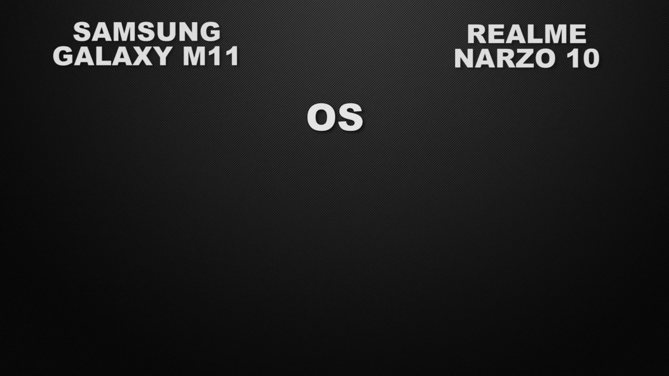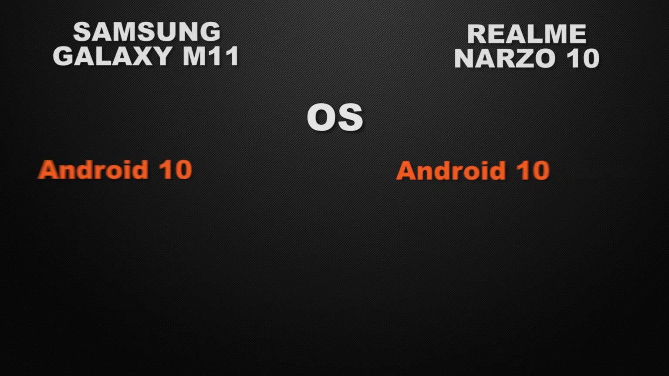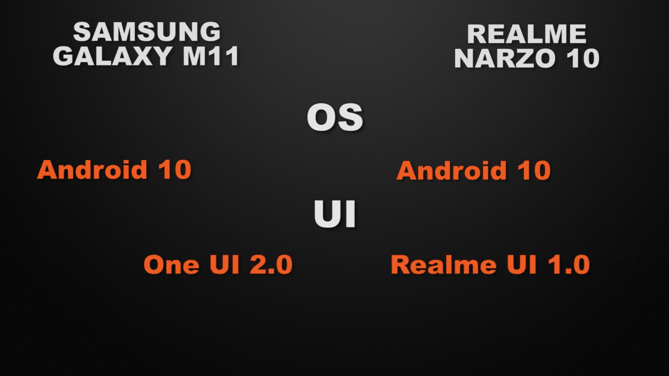Moving to the performance of the devices, let's start with the operating system of the devices. Both of the devices have Android 10 support, so it's a tie here. And about the user interface of the devices, M11 comes with One UI and Narzo 10 has Realme UI, so it's a tie here because it's your personal choice which UI you like or not.